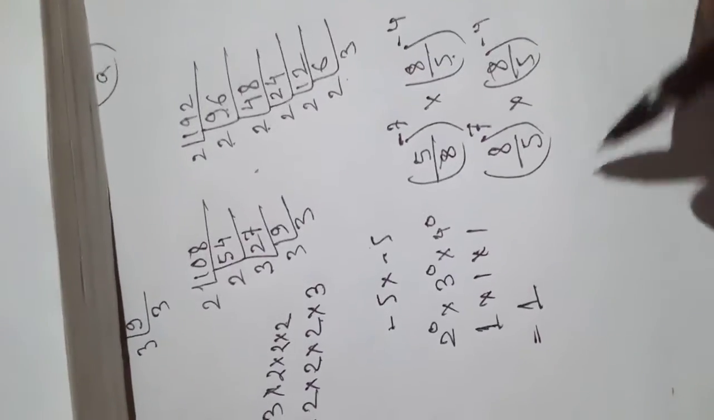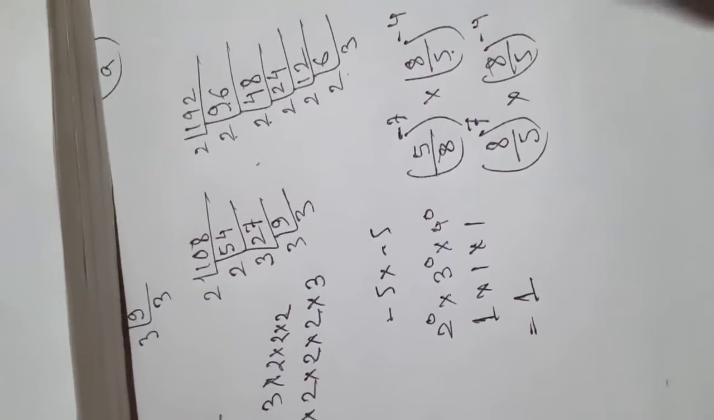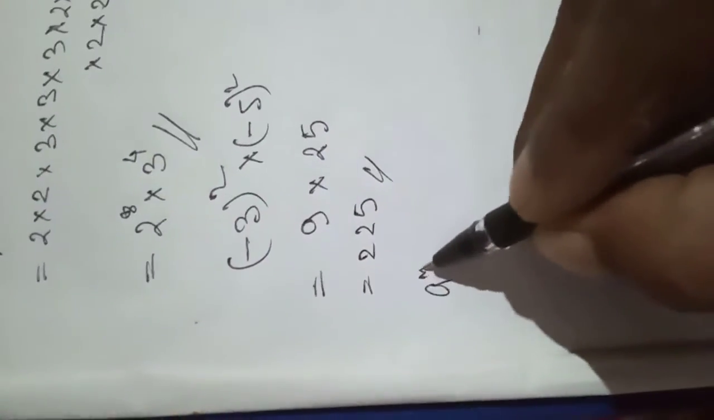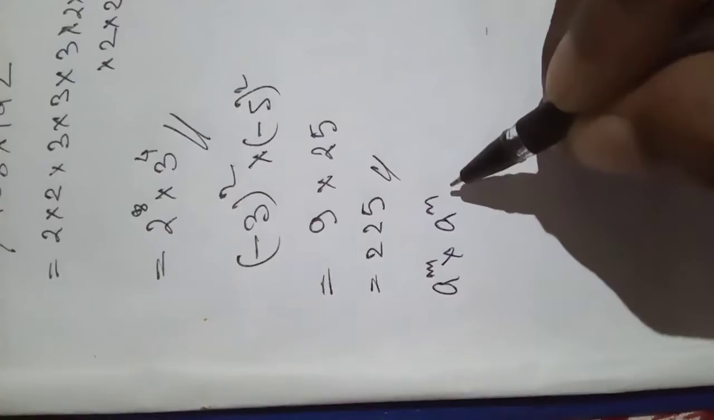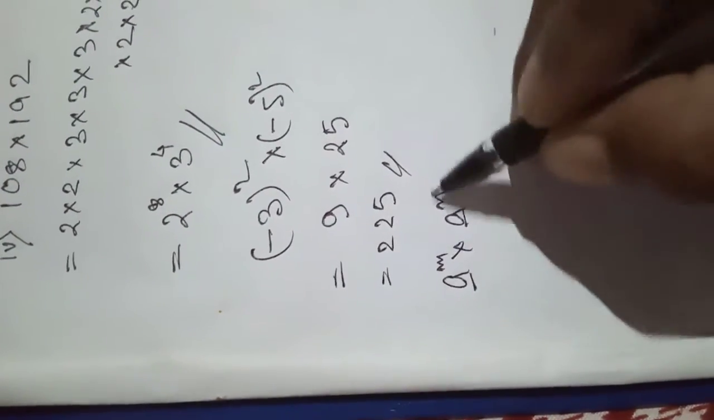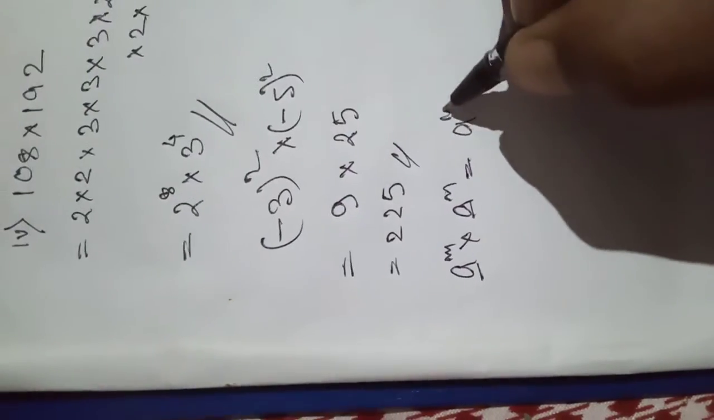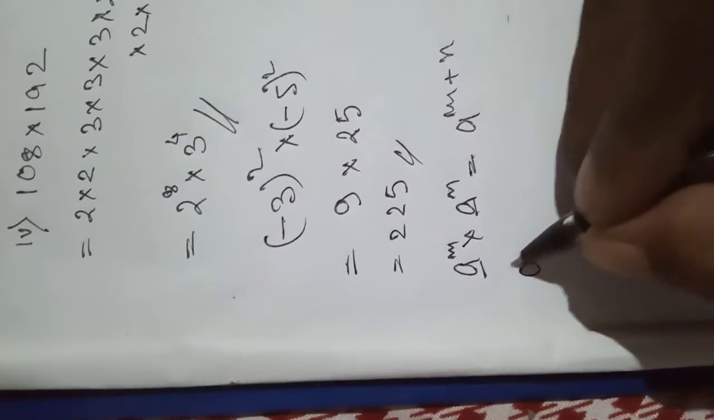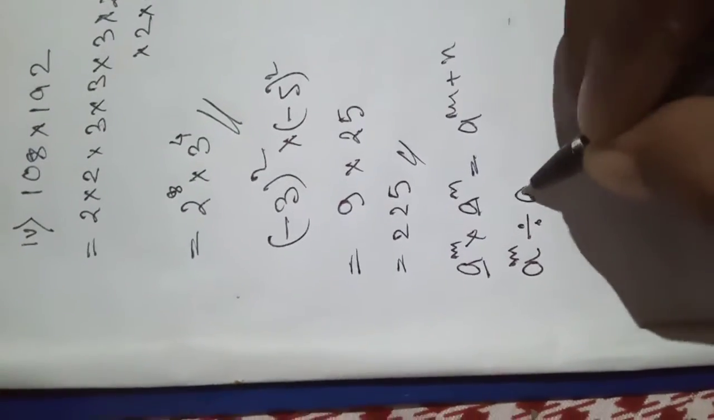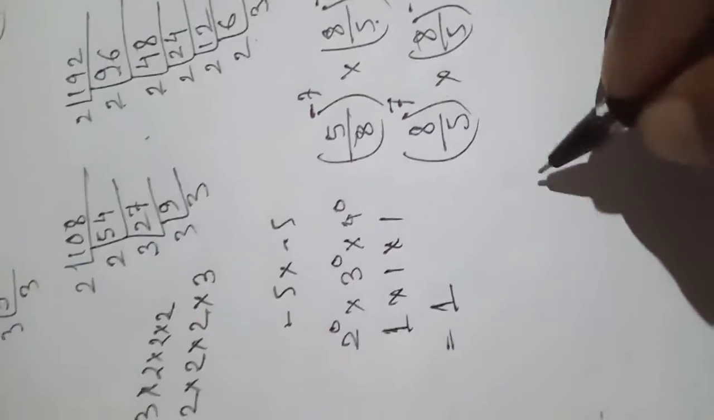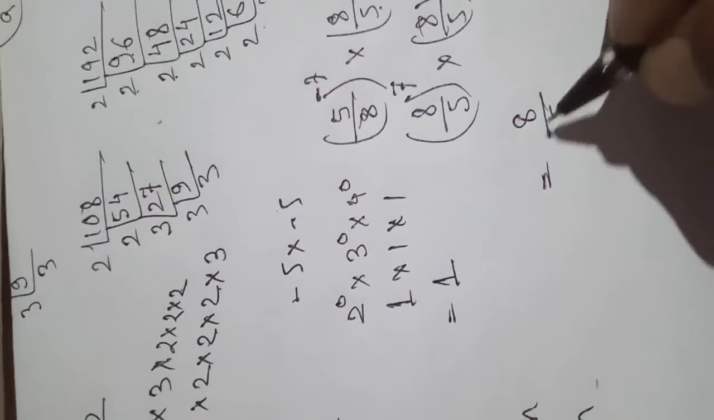We know if we multiply, then we have to add the powers. Suppose a to the power m into a to the power n. One formula is there. If this one is a, this one is also a, but the power is different, then what you have to do? a to the power m plus n. If in between there is a divide sign, a to the power m divided by a to the power n is equal to a to the power m minus n. Remember this.